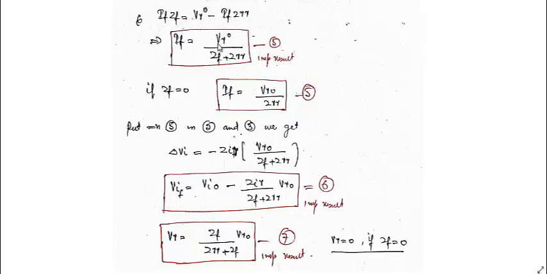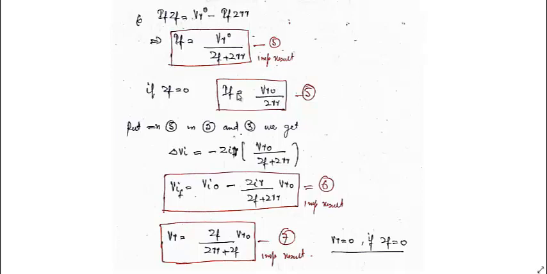So IF will be equal to VR naught divided by ZF plus ZRR from this, because I will take it over here. It will be IF into ZF plus ZRR, that is VR naught. This is an important result. If ZF is equal to 0, IF will be equal to VR naught divided by ZRR.